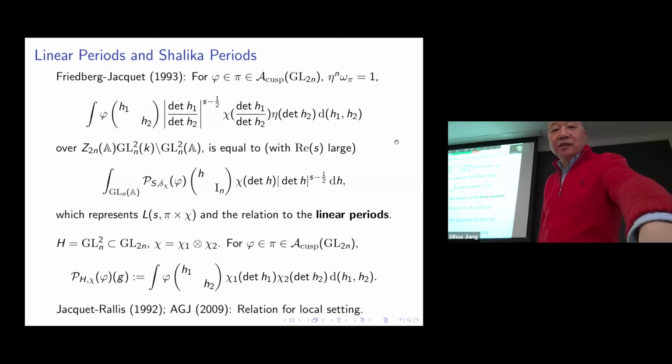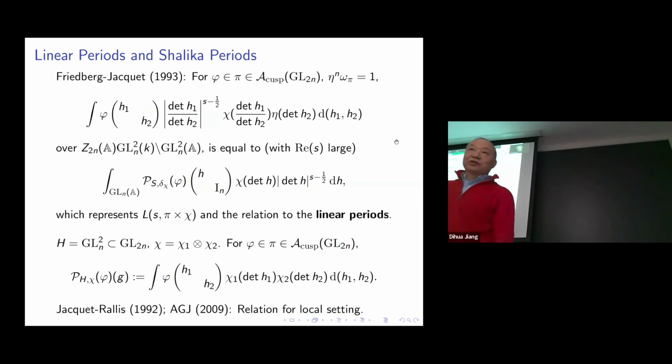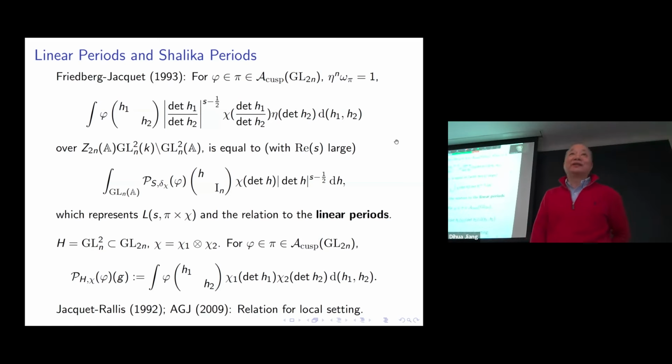In the GL2 case, H1, H2 will be just GL1, right? And then you take out the central character, which will be A1, right? Just take 1A and 1 here, okay? And the Shalika period just reduces to the Whittaker one, right? So Jacquet-Langlands is a torus integration unfolding to Whittaker, right? But this is a nice generalization of that to GL2N. Yeah, they're perfect. Okay.